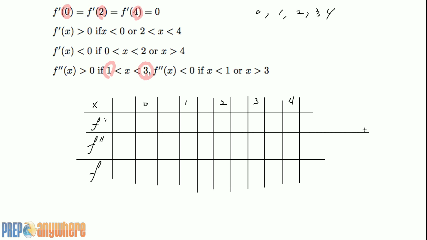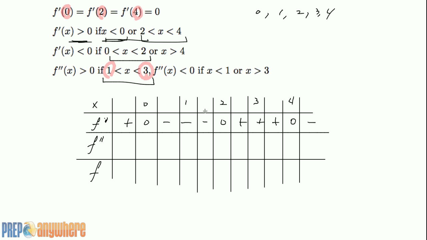It says the first derivative is equal to 0 at 0, 2, and 4. It's positive when it's less than 0, and when it's between 2 and 4. It's negative when it's between 0 and 2, or after 4. Second derivative, between 1 and 3 it's positive. The second derivative is negative if it's less than 1 or greater than 3.